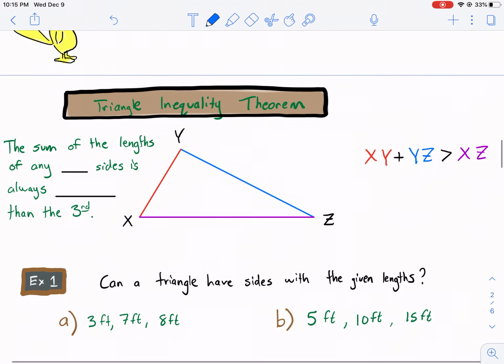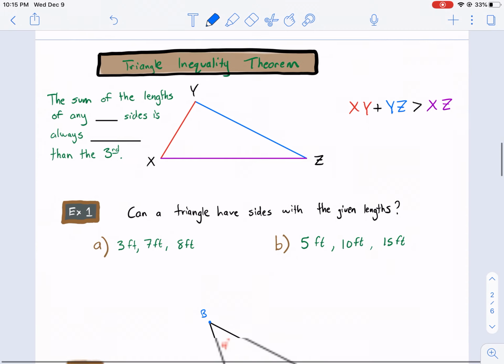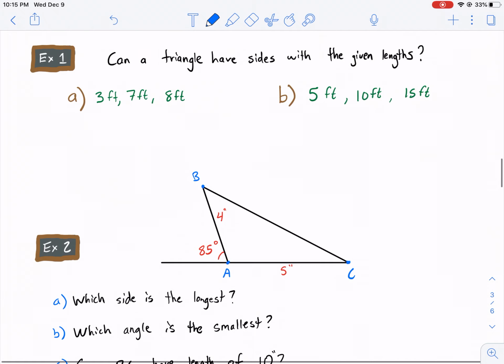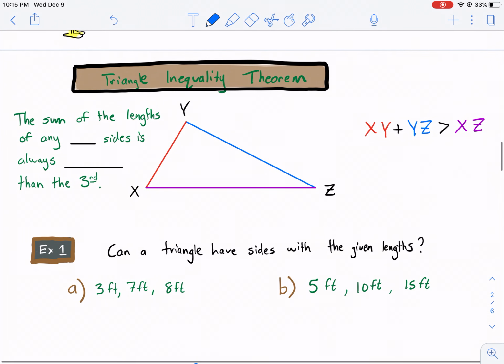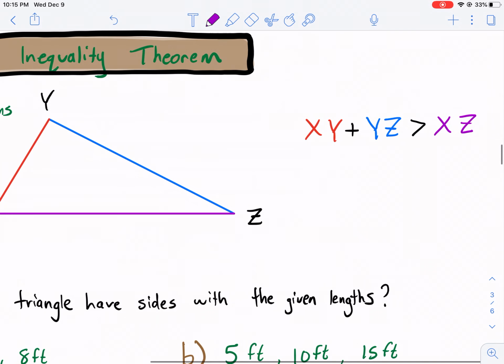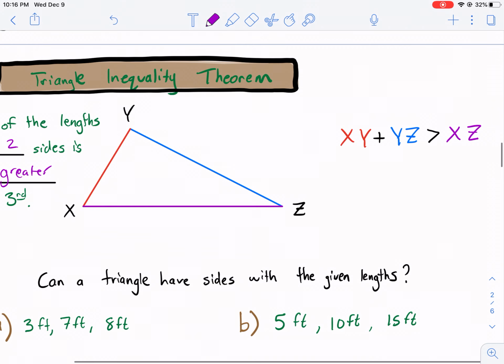Okay, moving on to the next thing, triangle inequality theorem. I don't want to spend too much more time jibber-jabbing, so hopefully we'll be done soon. Triangle inequality theorem. The sum of the lengths of any two sides is always greater than the third. This is true of any triangle. Otherwise, it's not a triangle. So xy plus yz needs to be greater than xz.